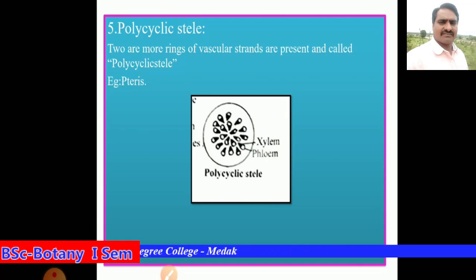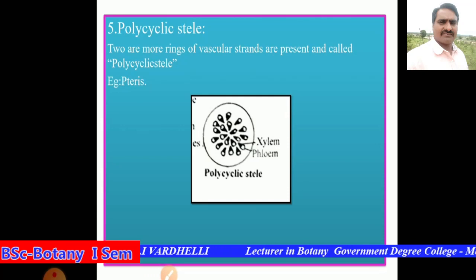Next, second one is siphonostele. A stele without medulla is called protostele. A stele with medulla is called siphonostele. Where the siphonostele has leaf gaps or leaf traces, the type of stele is called solenostele. This siphonostele is again divided into three types. One is ectophloic solenostele, amphiphloic solenostele, eustelic solenostele, right?